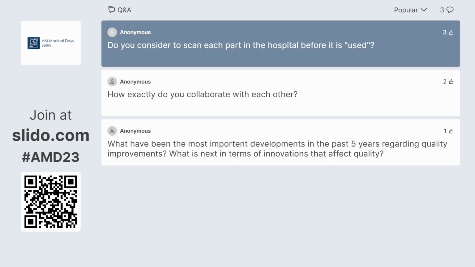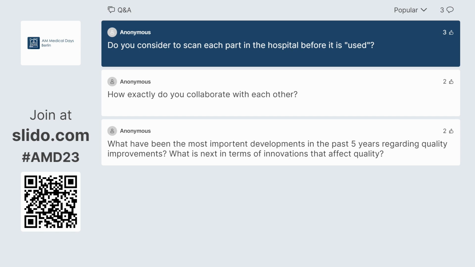Do you consider scanning each part in the hospital before it is used? If it's built only one time and it's critical, it should be tested. And as mentioned before, there are several companies besides us doing this even in a few hours. So if you're located close to a hospital, it can be done, but I think it's more important to be close to the supplier who manufactures the part.